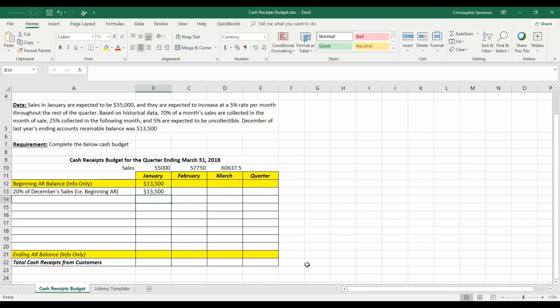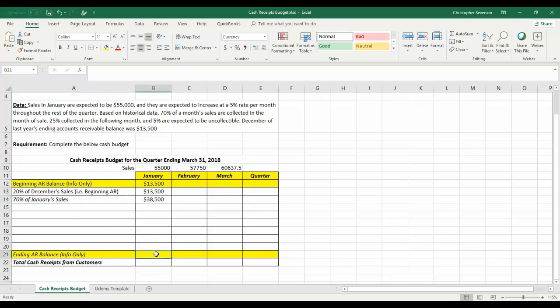Again, the yellow cells are just informational only, but we need to plug $13,500 in because we're going to collect that in January. The other part we're collecting in January is 70% of January's sales. So 70% of the $55,000 in January gives us $38,500. We're obviously not collecting anything of February sales in January, so there's nothing more we need to do. Because of this collection pattern, sales are collected in either 1 month or the second month. So because of that, we're only going to ever see 2 lines for a particular month.